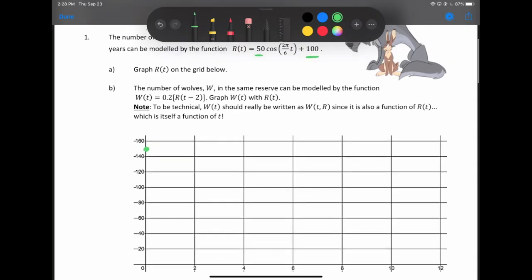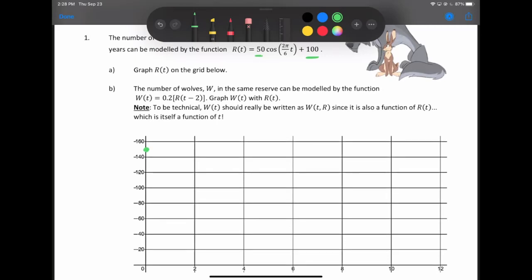I'm trying to keep the whole graph on the screen along with the equation. Inside the cos, we have 2 pi over 6 t. And what that means is that this is going to repeat the pattern every 6 units. So in this case, every 6 years. So that means that after 6 years, it'll be back up to that point again. Now, halfway between those two times, which will be at 3 years, we should hit our minimum, which is going to be 100 minus 50, which is just 50.